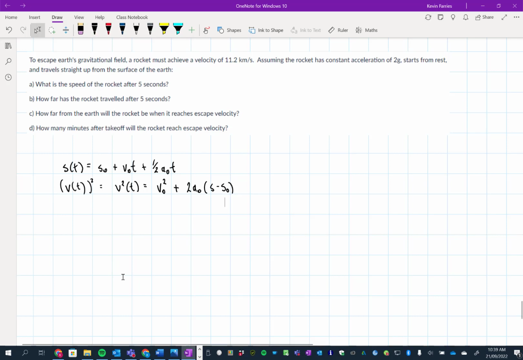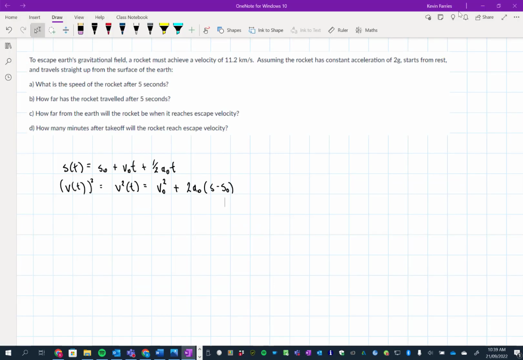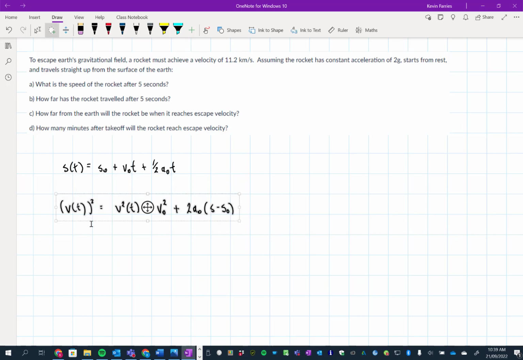Let me just double check that. It's been a long time since I've looked at these. So let's just double check that we've got that right. So displacement is equal to, so the velocity at time t squared is equal to v naught squared plus 2a naught times s minus s naught. That's correct. And then we've also got, that one probably should have come first. You don't use this one quite so often.